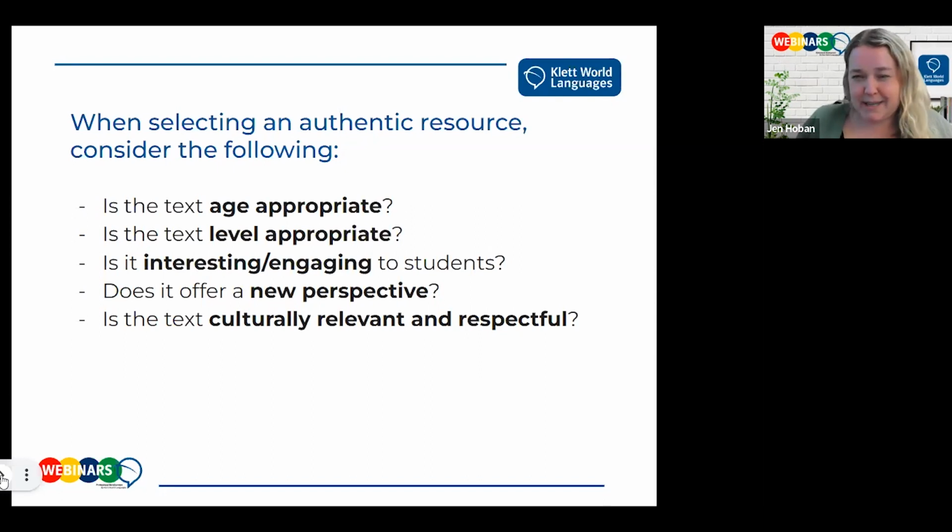We want kids to be excited by these texts, and it's not just a challenge, and it's not a chore, not just a task to complete, but something to really dig into. If possible, we'd love it to offer a new perspective on the culture or the cultures of the target language. And then the last thing, is it culturally relevant and respectful? So that goes back to we don't want to go into those stereotypes, and we don't want to add in perspectives that put the culture in a negative light. Really making sure that we're respectful and giving tasks that help grow our students as global citizens.